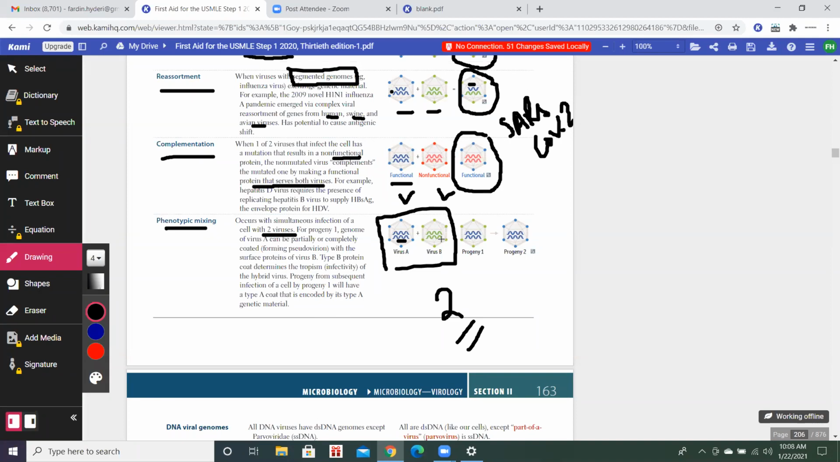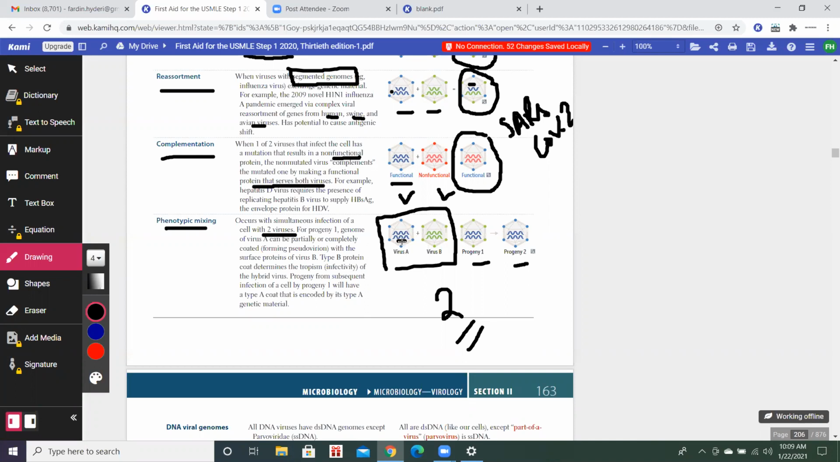What is progeny? Progeny is basically what's happening with the exchange of the surface proteins, and then with the exchange of the surface proteins, you have two new viruses. That's that.